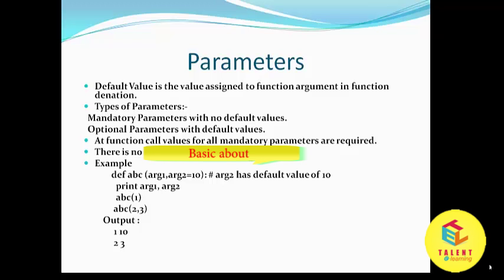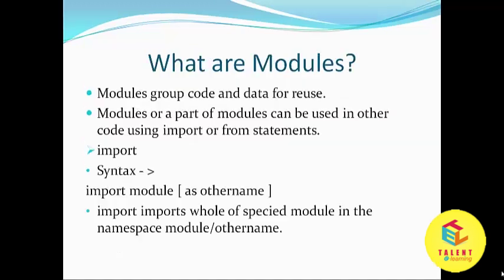For example, def abc(argument1, argument2 = 10). Here 10 is the default value of argument2. Print argument1 and argument2. First of all we call the function abc and pass only 1, so our output is 1 and 10. But in the second line we pass two arguments, 2 and 3, so our output is 2 and 3.